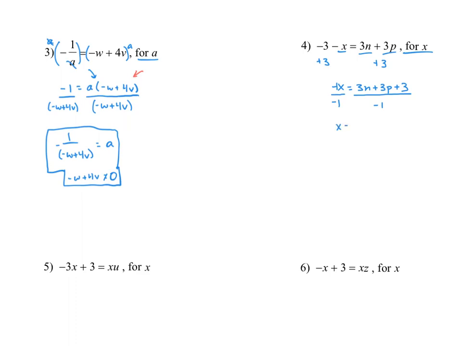Which means I have x is equal to a negative 3n minus a 3p minus 3. Dividing by a negative 1 changes all the signs from the other side. And that's my answer.